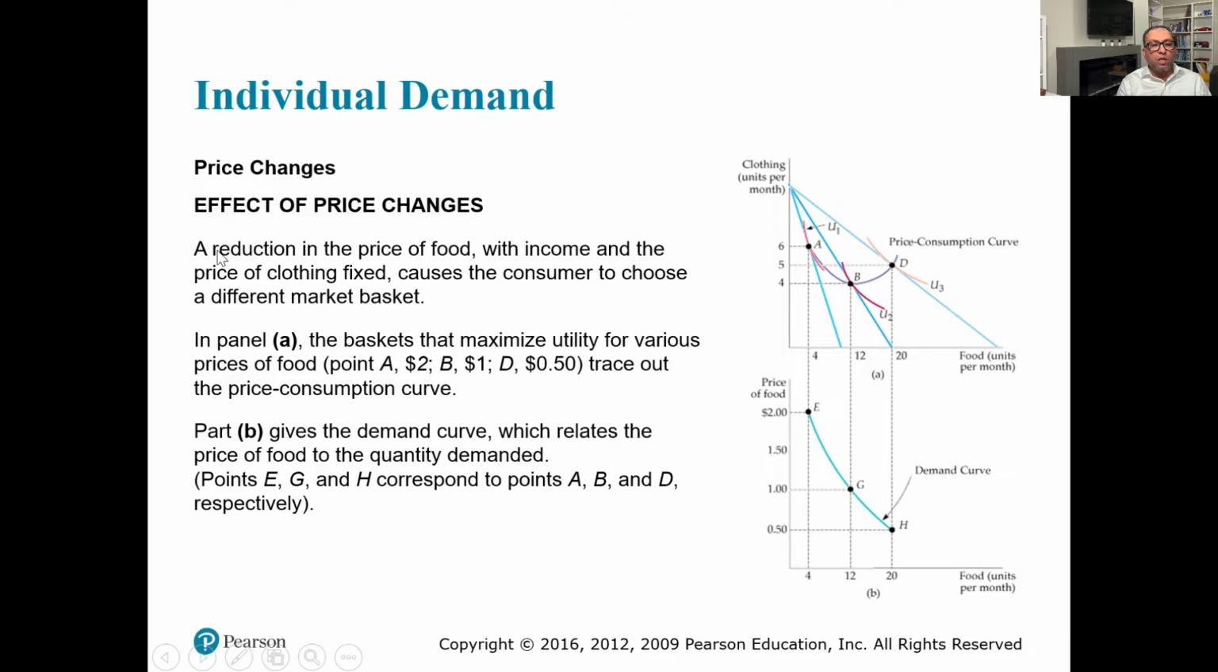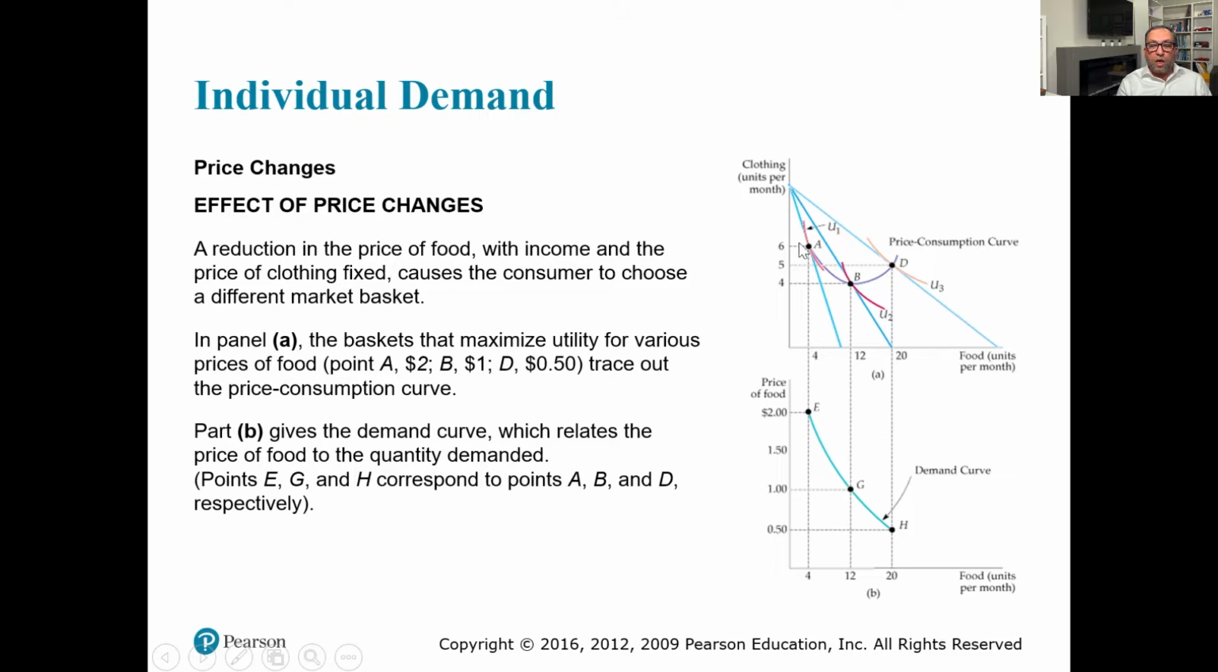And what we are saying here is a reduction in the price of food, with income and the price of clothing fixed. So income is at the same level, as well as the price of clothing is not changing. We are assuming that the price of food changes. Now, how do the consumers behave in that respect? It causes the consumer to choose a different market basket. So the consumer is going to change the market basket, and the objective is again the same: the consumer is going to get the maximum satisfaction, or utility maximization.